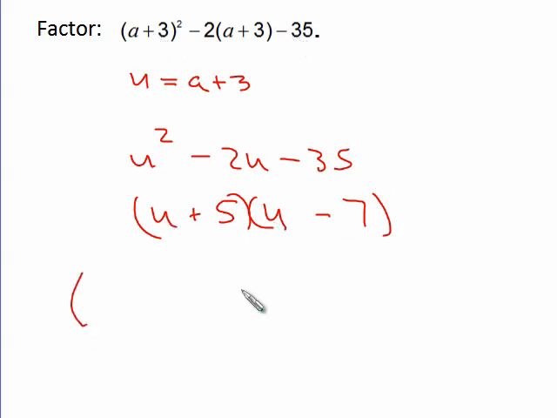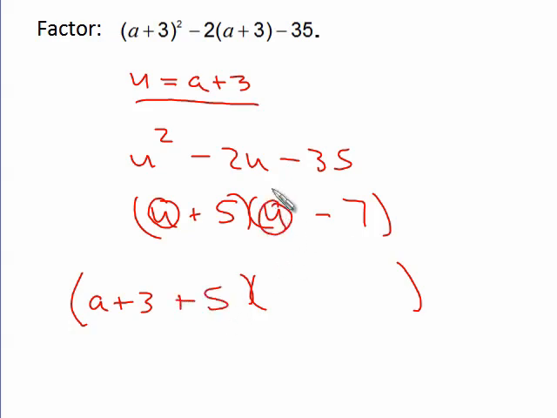So the final step then is to go ahead and put back the fact that u is really a plus 3. So right here where you see a u, I'll put a plus 3 plus 5. And then here, where I saw the u, I'll put a plus 3. And then I still have my minus 7.